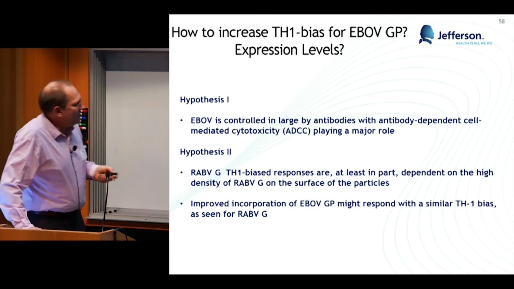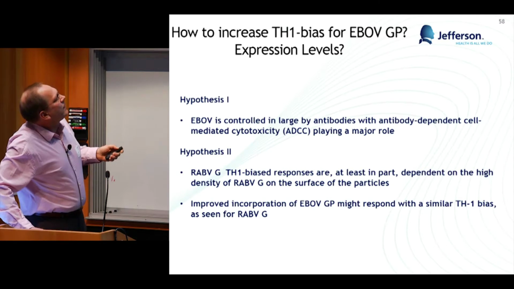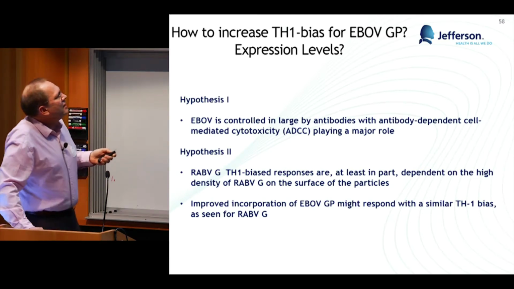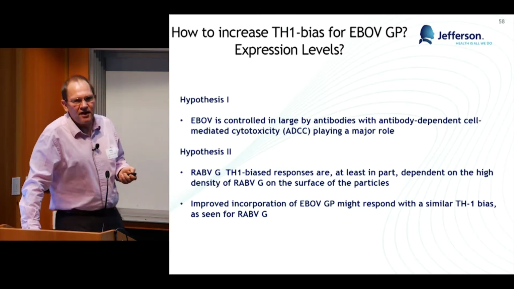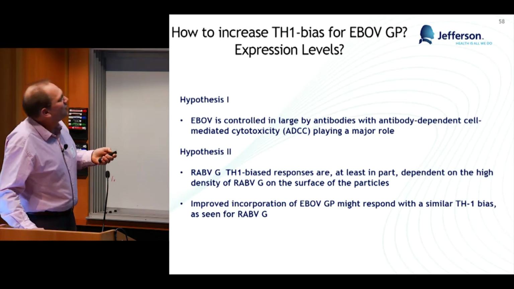So what else are we doing? I'm almost done. Yeah, I'm still on time, I guess. How do we increase Th1 bias for, say, Ebola GP? So for humans, we really want a killed vaccine. Everything else is, it's just rabies now. Hard to get that approved.